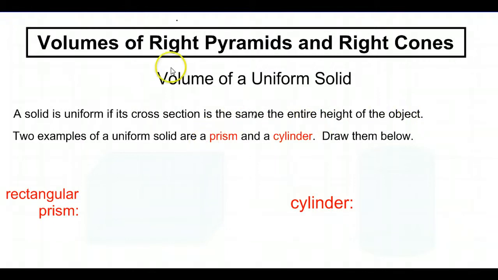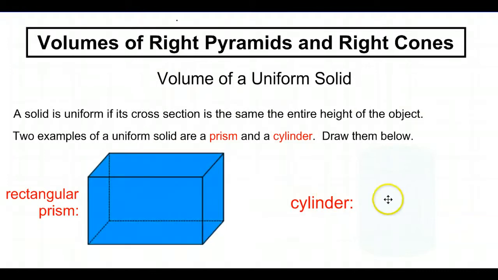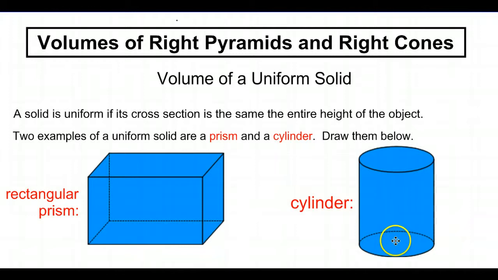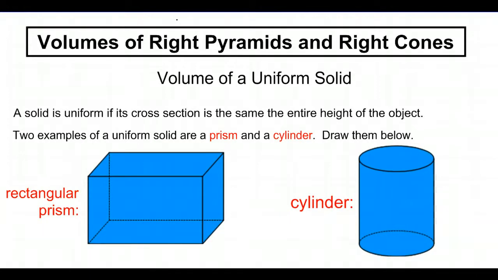Two examples of a uniform solid are a prism and a cylinder. With the cylinder, we can see we've got this circular base, and that goes all the way through the object. And with the prism, we can take any of these faces and just move it all the way. Take the front face, move it front to back, or take one of the side faces and move it side to side, top to bottom, etc. So we have a uniform cross-section all the way through.